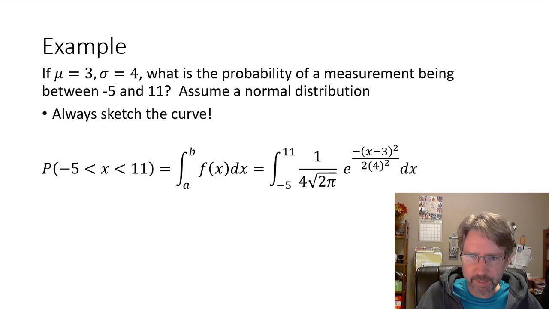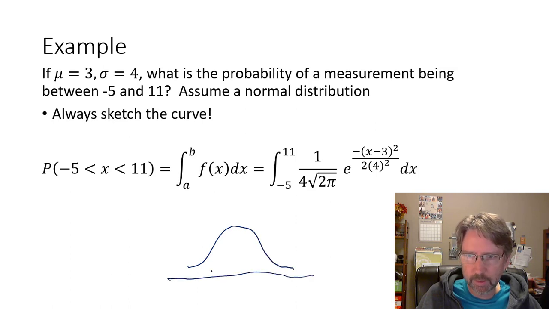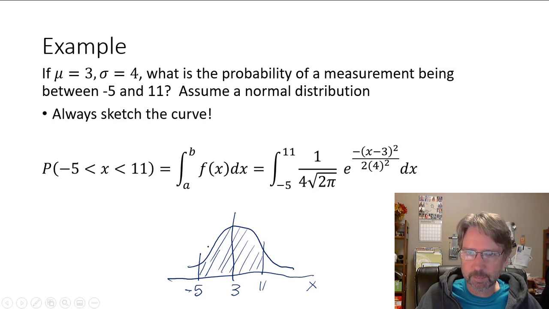Okay, so let me try sketching this out. I'm going to draw the curve. There's our Gaussian distribution. The mean, where the peak is, that's at 3. And I want to know what the area is between -5 and 11. So this is a sketch of the area that we're looking for in this problem. We've got x on this axis, and the Gaussian distribution is the y-axis.